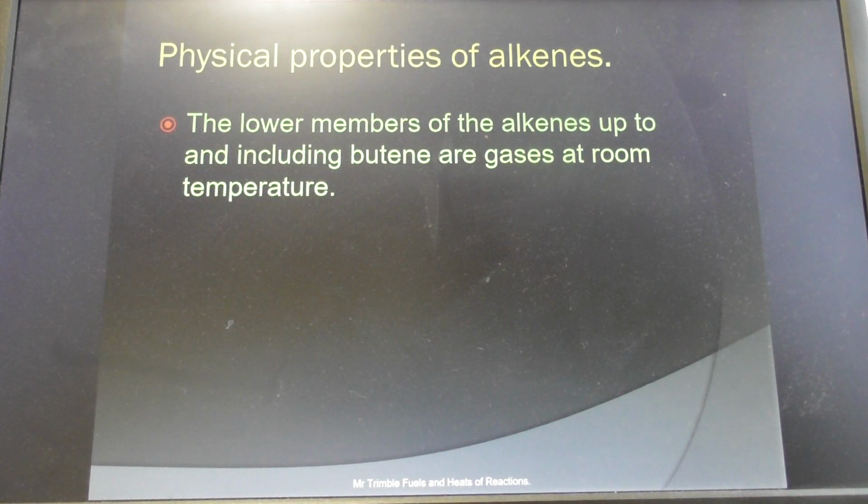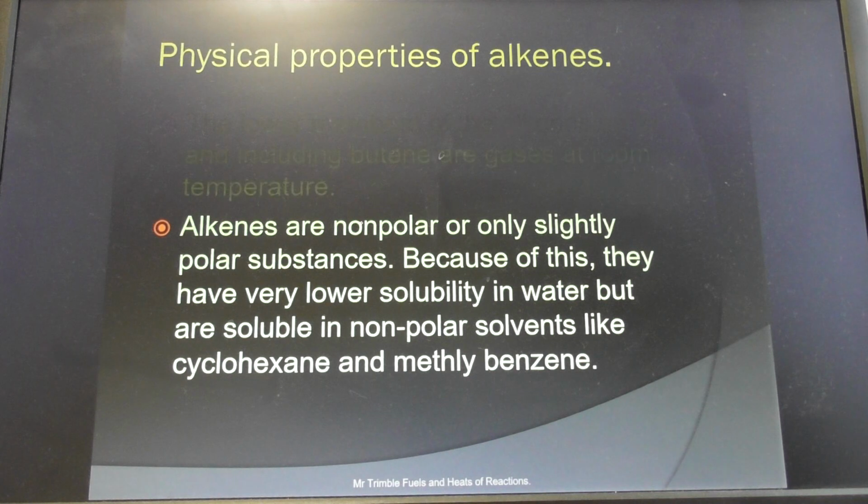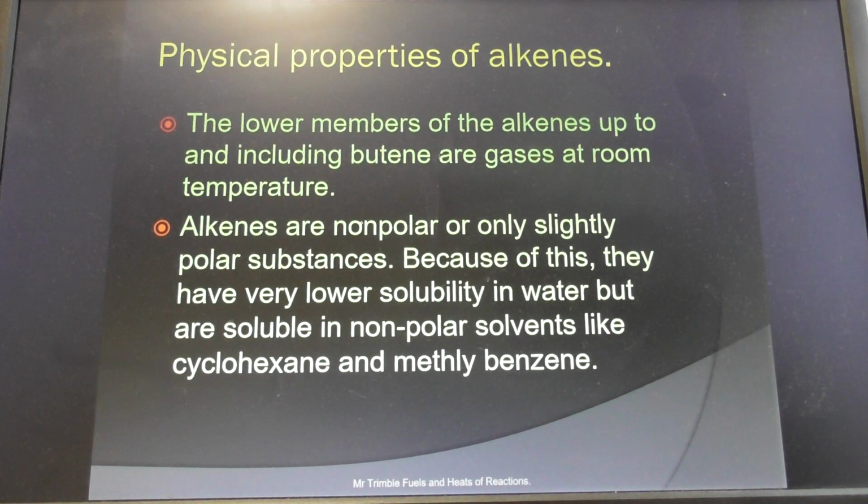Physical properties, lower members of it. So you see a lot of patterns with this compared to what we did before with the alkanes. Lower members of the alkenes up to and including butene are gases at room temperature. Remember, they're non-polar, they're not that attracted to each other. You need to slow them right down, i.e. cool them, before the attractiveness that is due to, remember we talked about this in another video, temporary dipoles. So that's what they have to rely on.